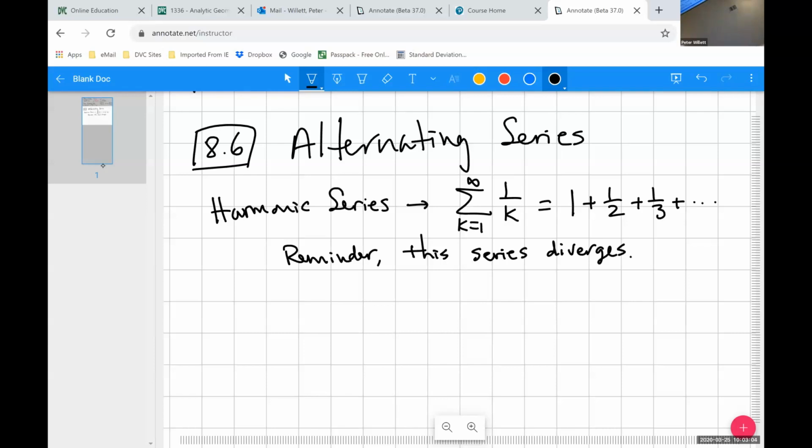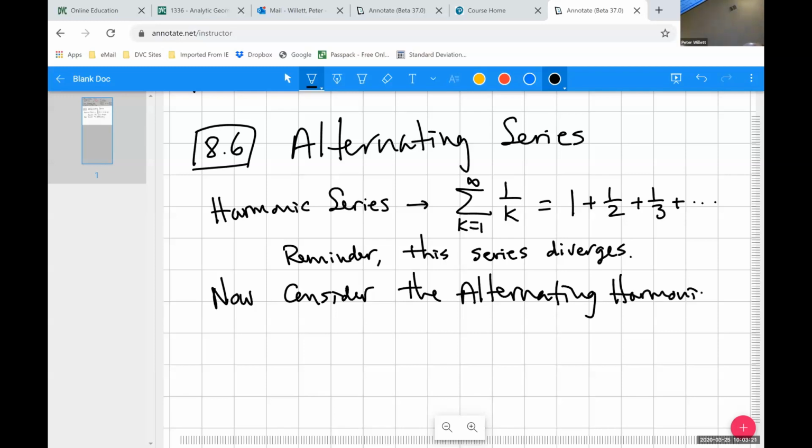So now let's consider the alternating harmonic series. So what would that look like? So first of all, I'm going to write the notation for it. So I'm going to have this summation as k goes from 1 to infinity, and I know I have 1 over k here.